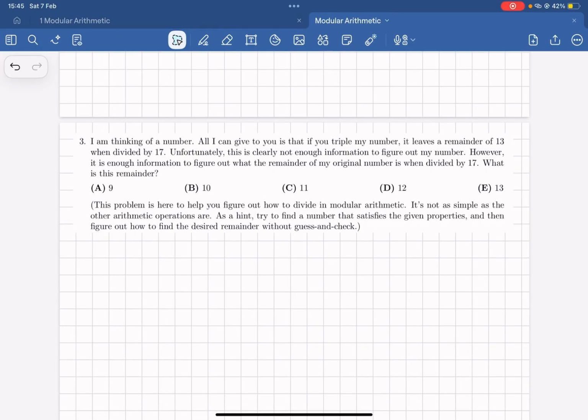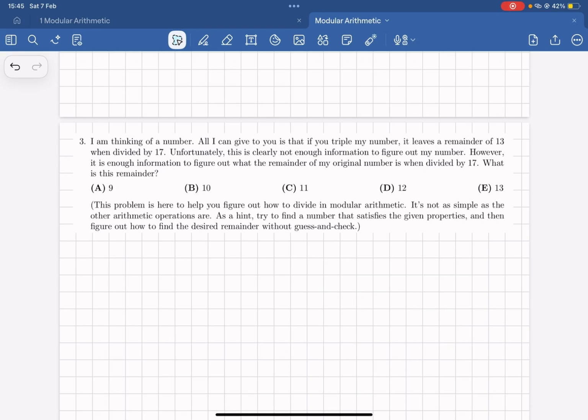Yes guys, question 3 now. I'm thinking of a number. All I give you is that if I triple this number, it leaves a remainder of 13 when divided by 17. Unfortunately, this is clearly not enough information to figure out my number, well obviously. However, it is enough information to figure out what the remainder of my original number is when divided by 17.